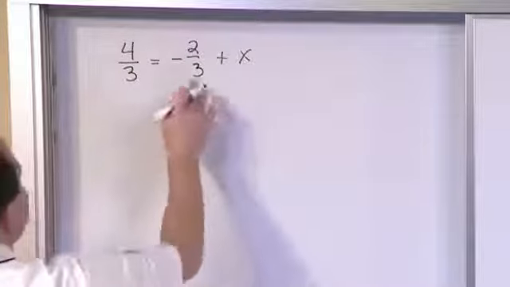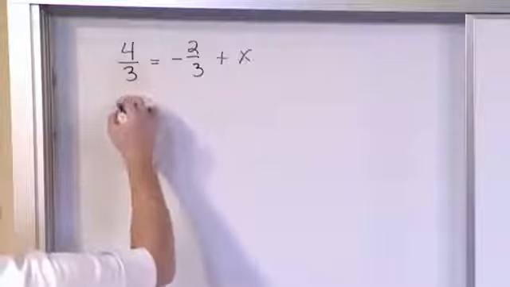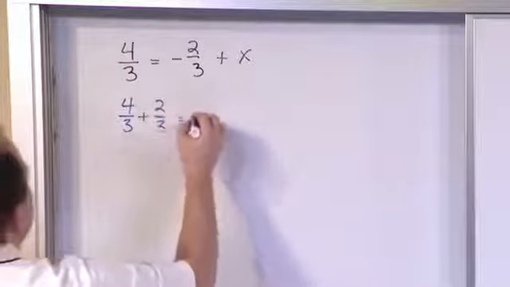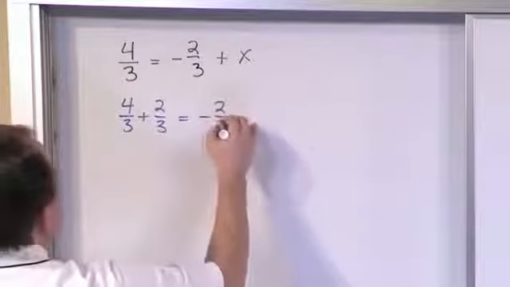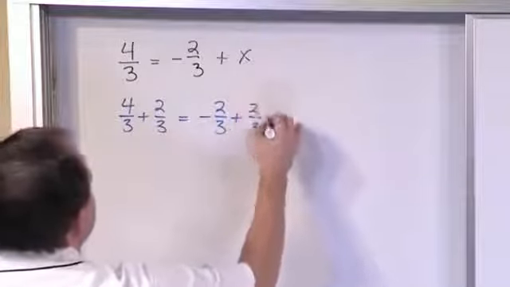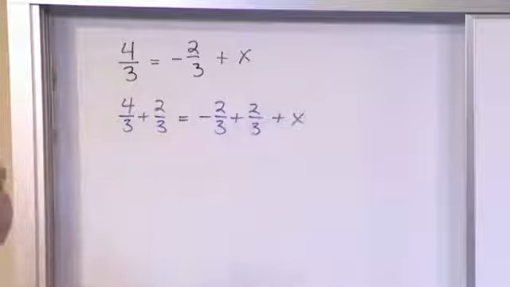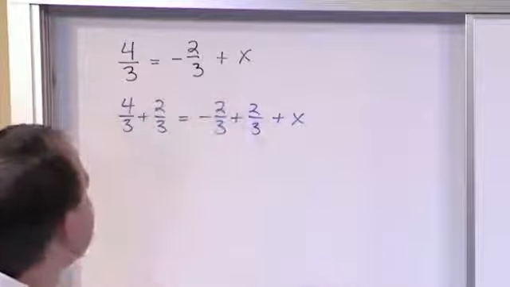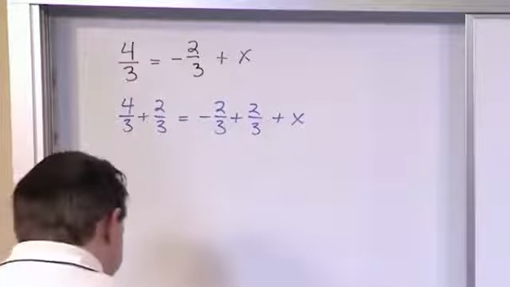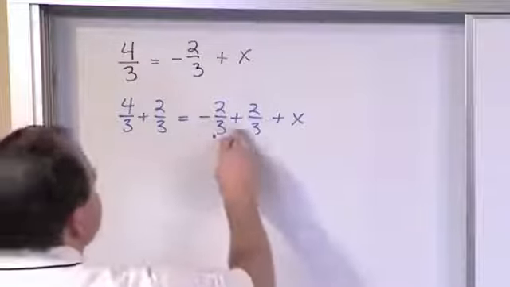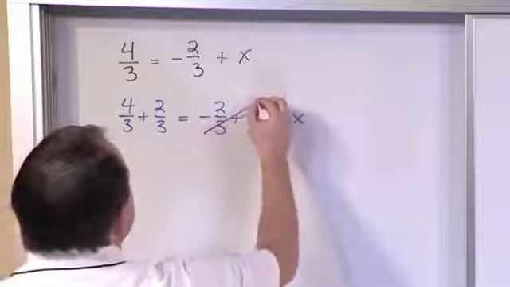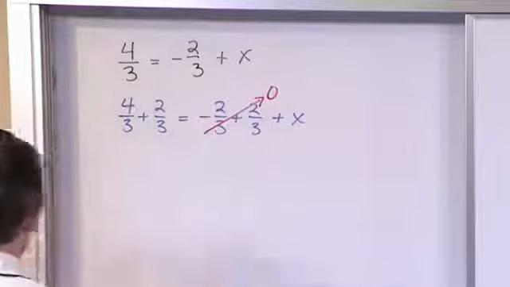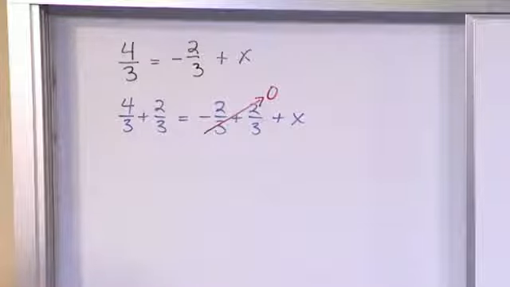What you want to do is add 2/3 to both sides. So you have 4/3 on the left. You need to add 2/3. On the right, you have negative 2/3, and we're adding 2/3 to that. Of course, we have our plus x. The only difference between this and this is I've added 2/3 to both sides. And the reason I've added 2/3 to both sides is because negative 2/3 plus positive 2/3 is 0. I'm trying to get x by itself.